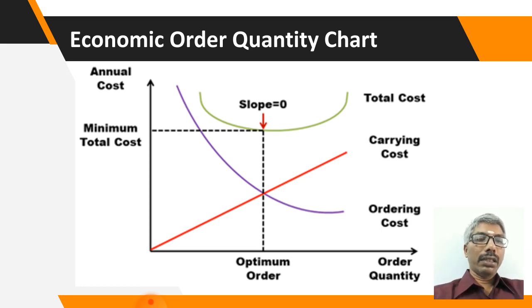Here the point where the carrying cost line and the ordering cost line cut each other is the point of the optimum quantity, which leads to the minimum total cost of carrying and ordering cost. Here we have the total cost curve also. In that total cost curve, the total cost will be minimum at the point where the slope is equal to 0. This is the graphical representation of the EOQ.